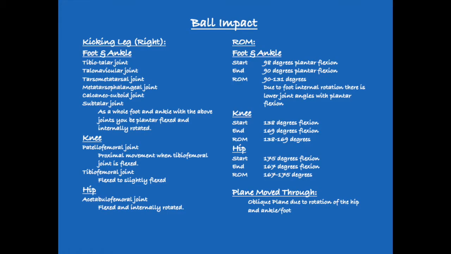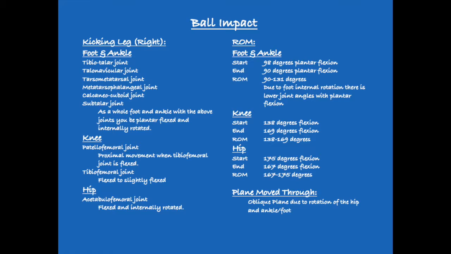Ball impact. On the right kicking foot, the foot and ankle as a whole will be plantar flexed and internally rotated. The knee at the tibiofemoral joint is slightly flexed, causing the proximal movement of the patellofemoral joint. The hip's acetabulofemoral joint is flexed and internally rotated. These ranges of motion vary.